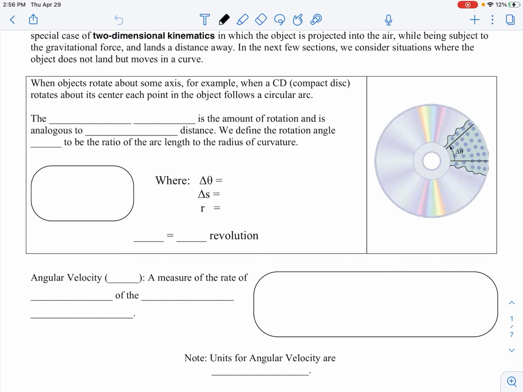So there's a few things that we can define. We have S, we call this our arc length. We have our radius, and then we also have our rotational angle.